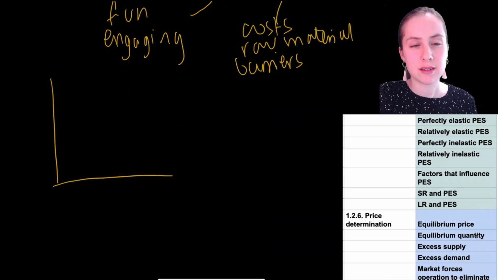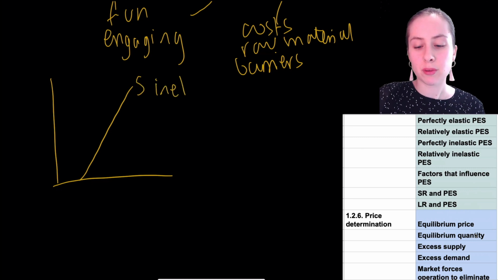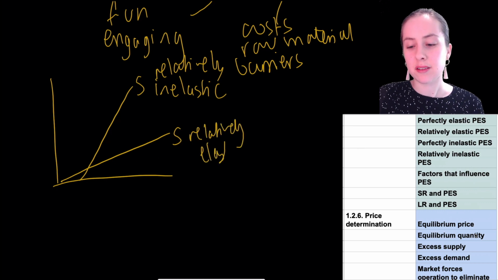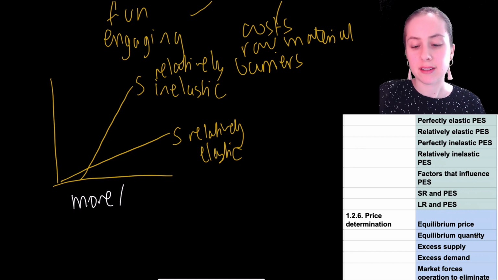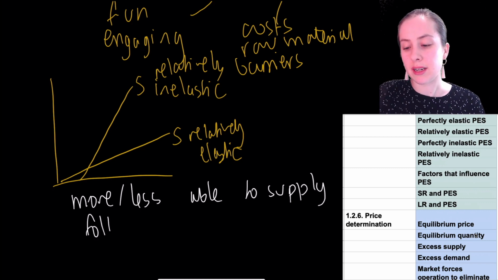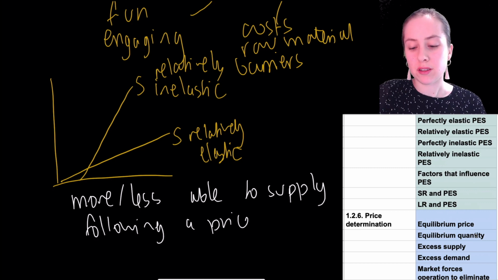We've talked about PES, but let's look at the graphs. If your supply curve is steeper, just say that this one's inelastic. Yes, use the word relatively. Can't believe I forgot that one. If something is flatter, say it's relatively elastic. And factors that will influence your PES are going to be factors that make a firm more or less able to supply in a market, following a price change.